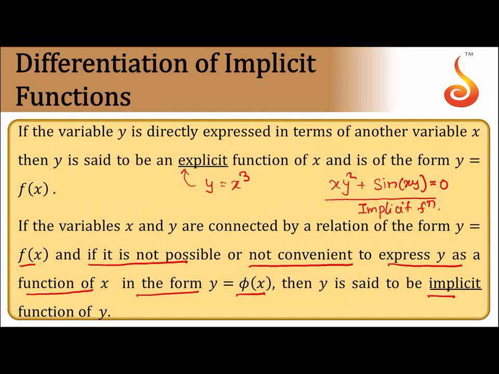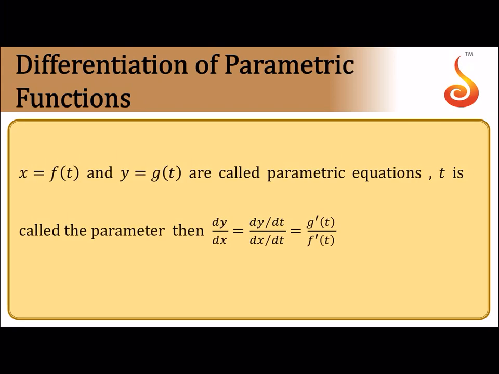If variables x and y are connected by a relation and it is not possible or not convenient to express y as a function of x, in the form y is equal to f of x, then it is called an implicit function. I gave an example. This is an explicit function. If a variable y is directly expressed in terms of another variable x, then it is called an explicit function. When you can't represent it that way, then it is called an implicit function.